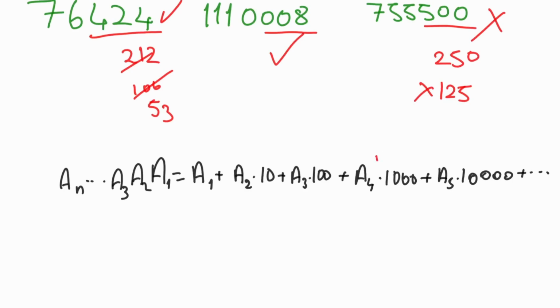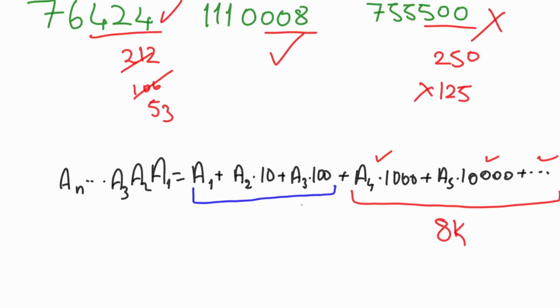So this is divisible by 8, and that's also divisible by 8, and so is the rest of the numbers. So if you add a number divisible by 8 to a number that is divisible by 8, it will also be divisible by 8. So this whole part is a multiple of 8, which leaves us with this part, the last 3 digits.